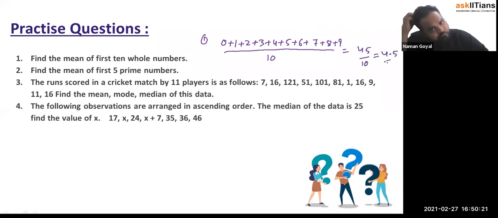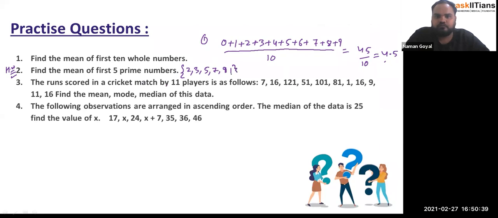Now find the mean of the first 5 prime numbers. You can do this question on your own. This is for your homework. I can tell you which prime numbers we have to add. 1 is neither a prime number nor a composite number. So 2, 3, 5, 7, and then 9 is not a prime number, so 11. So we have to add these numbers and divide by 5 to get the answer. You can do this question as your homework. This is also for your homework.